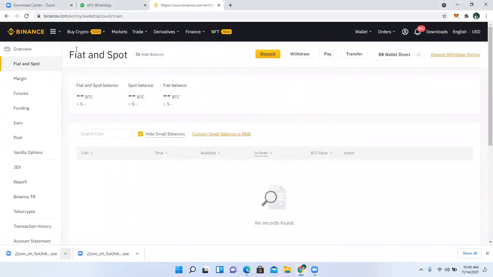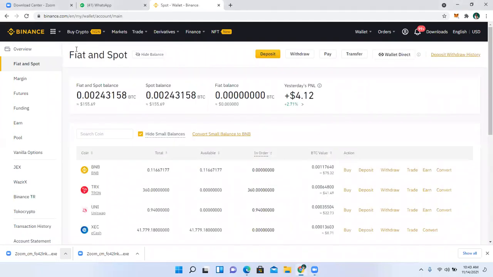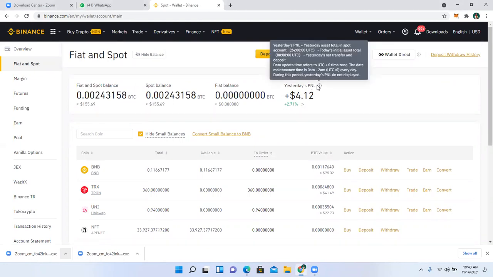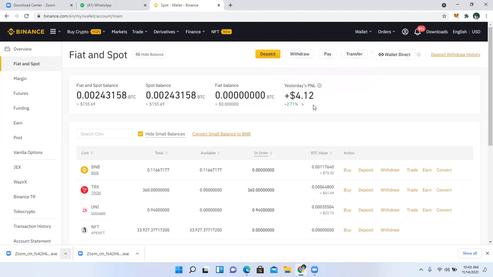So let's go back to our fiat and spot wallet. This is just what it looks like, right? Those are the really cool features. Here you can see your P&L, your total assets, and the increase in your total assets over the period of 24 hours. You can just see it here in your P&L, right? But that's not what we're talking about right now.